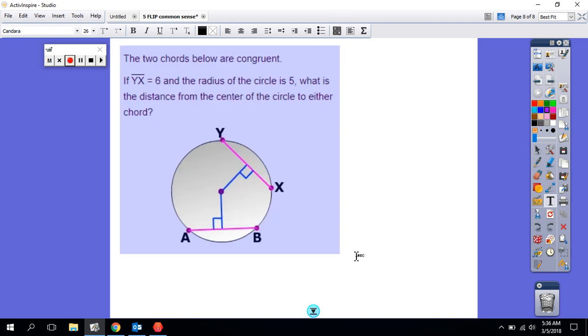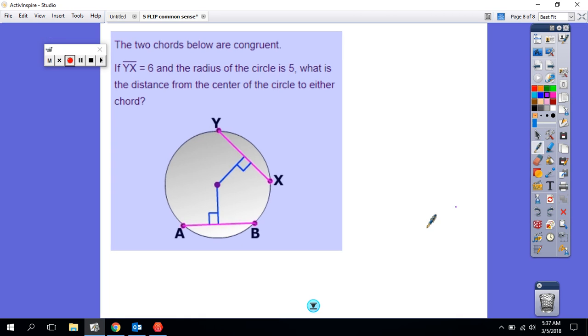All right, and last but not least, we have two chords below that are congruent. It tells us that segment YX is 6 units. So I'm going to mark that. So this whole chord right here is 6 units. And the radius of the circle is 5 units. We want to know the distance from the center of the circle to either chord. So this is the distance we're trying to find.